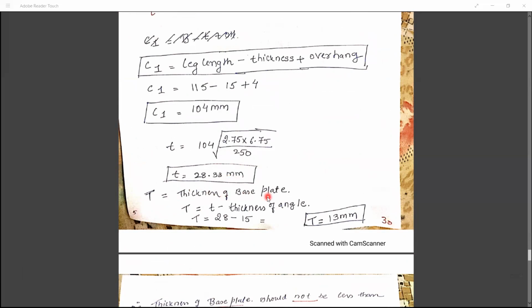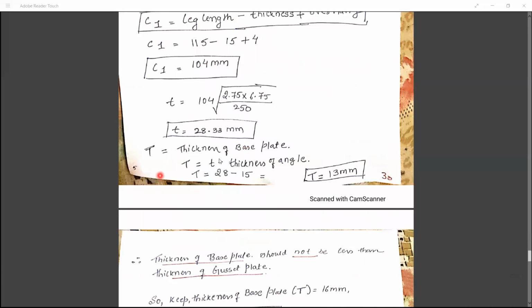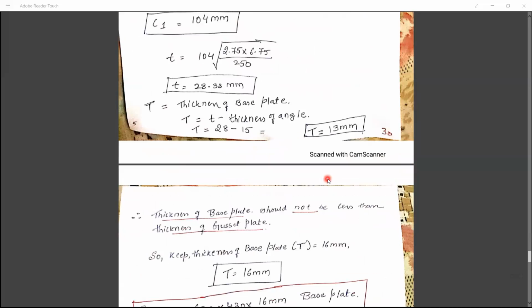Capital T is the thickness of the base plate. T is equal to small t minus thickness of angle. What we want is the thickness of the base plate, that is capital T, but we have analyzed here only small t. So to determine capital T, there is one formula: T is equal to t minus thickness of angle. t is equal to 28, this part, small t, minus thickness 15. Already we have got the unequal angle thickness, that is 15. So capital T is 13 mm.